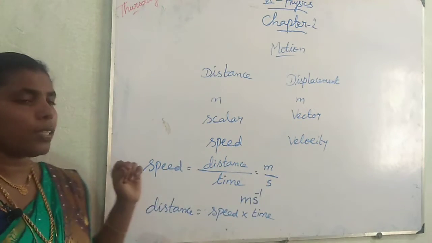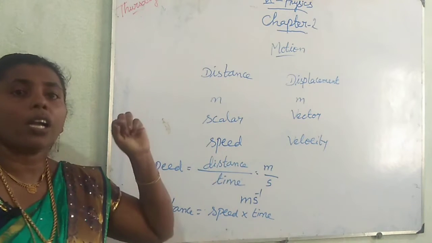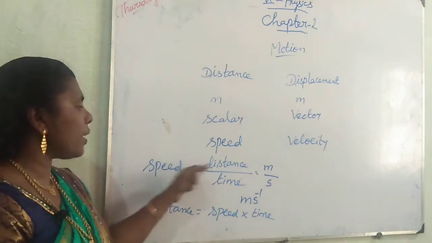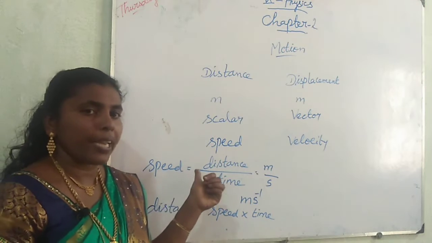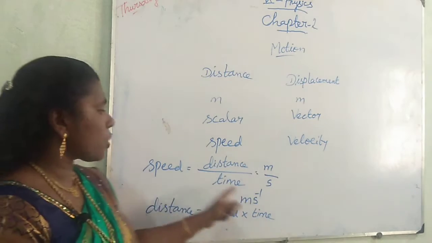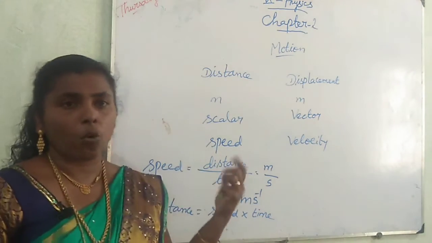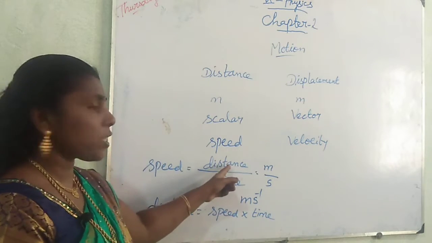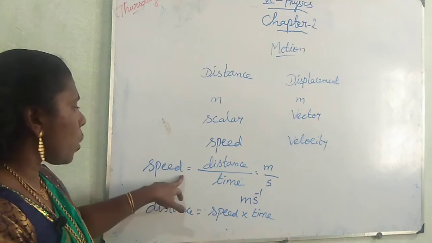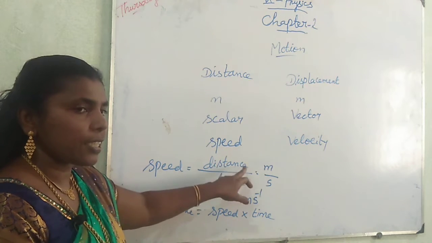Now we have to learn the definition of speed. The rate of change of distance is called speed. What is speed? The rate of change of distance is called speed. The unit of speed is meter second power minus 1. The speed is a scalar quantity. Why are we saying scalar? Because distance has no direction mentioned, only magnitude is there. So speed is a scalar quantity. The formula for speed is distance divided by time.